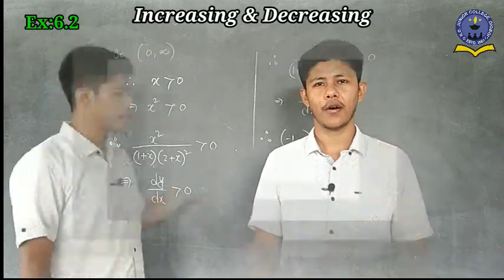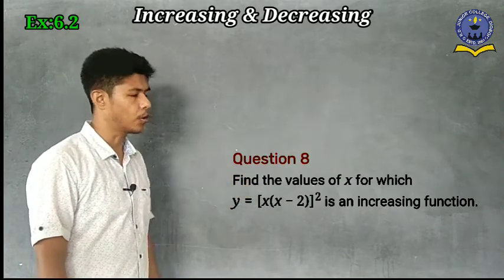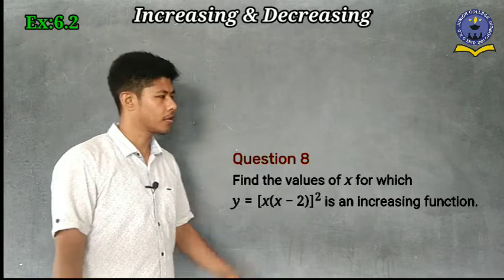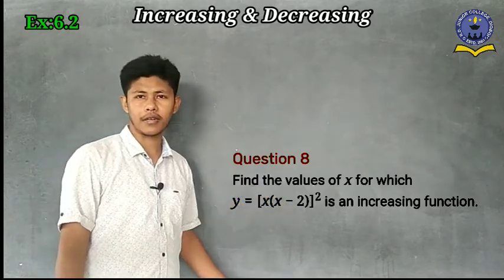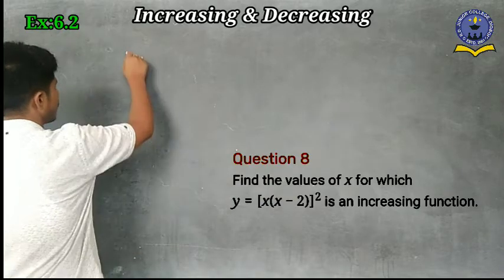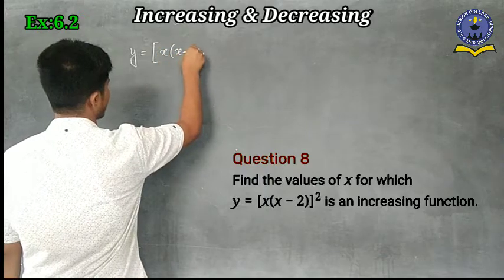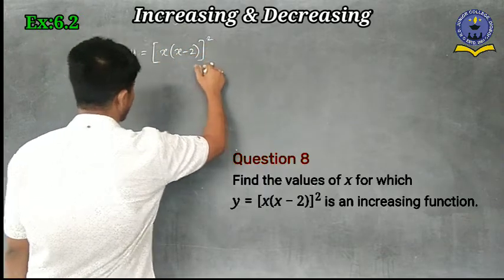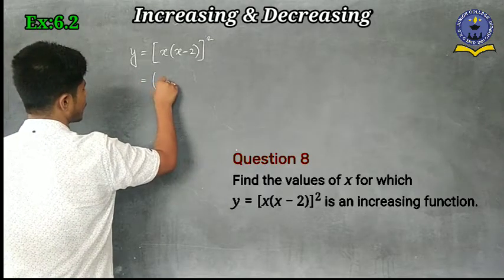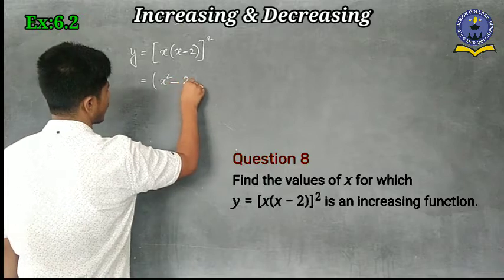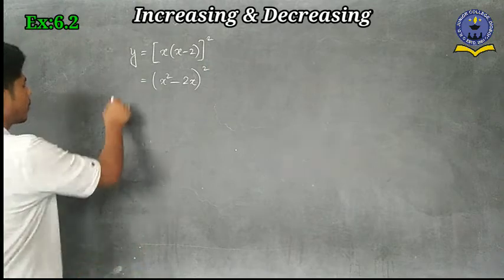Is it clear? So here question number 8 is given: y equals x into (x minus 2) whole squared, isn't it? This is a very simple question. This type of question, we have done lots of them in our last class. So in this case, first of all, if you see the function y equals x into (x minus 2) whole squared, if you break this, we get x squared minus 2x, whole squared. So no need to break this into whole square form; just keep it this way.